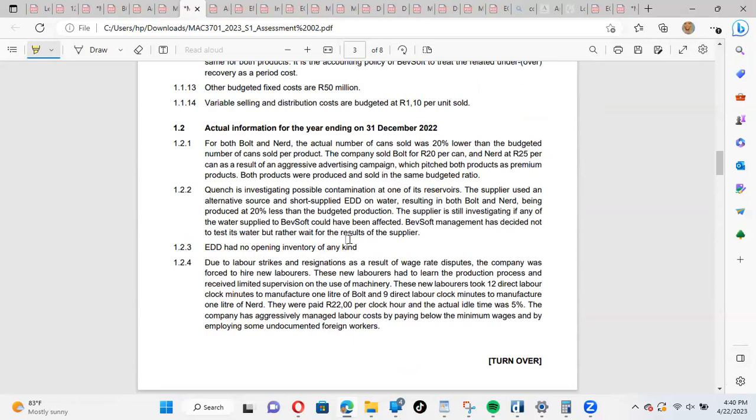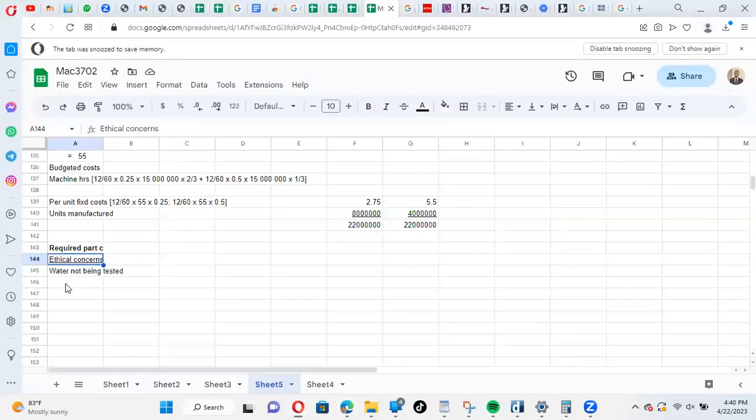And 1.2.4, where the labor had strikes and resignations, and they decided to employ people paying them below the minimum wage and employing some undocumented foreign workers. So how do we put that across? I don't know which one is the third one. Help, please, guys.